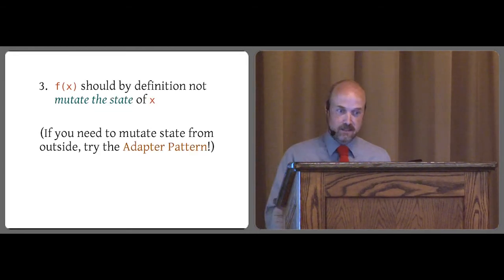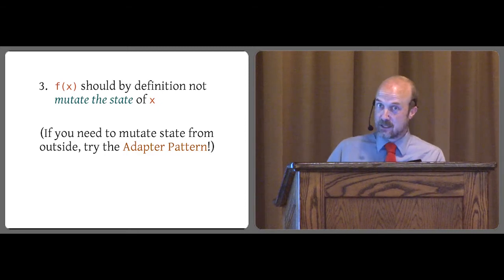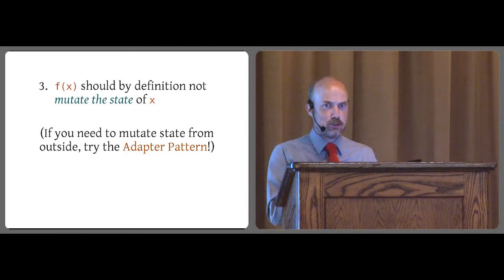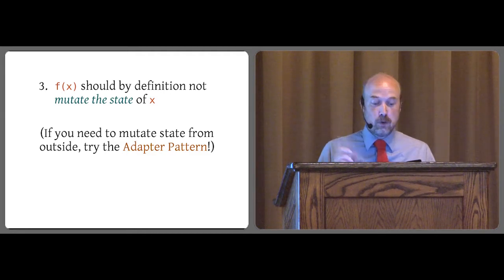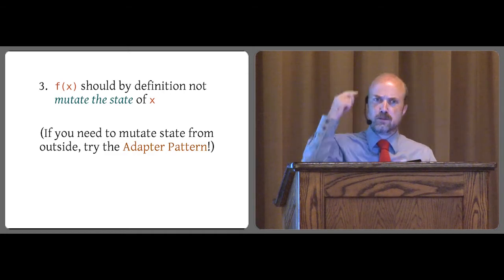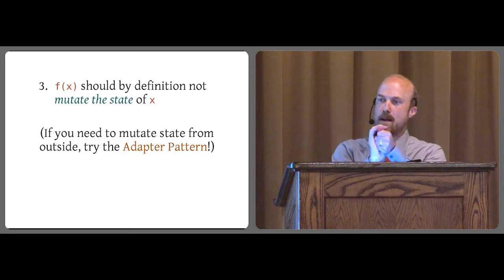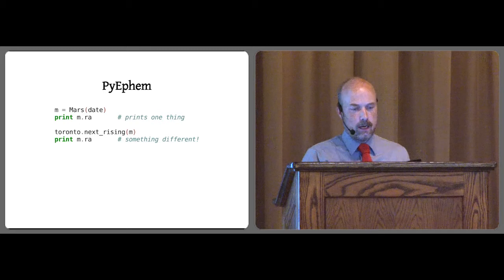Third, f of x, if it is a function, should by definition not mutate the state of x. X, in most cases, should come back from a function call undamaged. If you need to mutate state, look at something called the adapter pattern, where you wrap one object in another, because an experienced programmer is more used to a wrapper changing the object that they're looking at than a function.